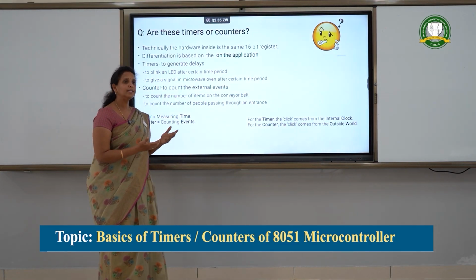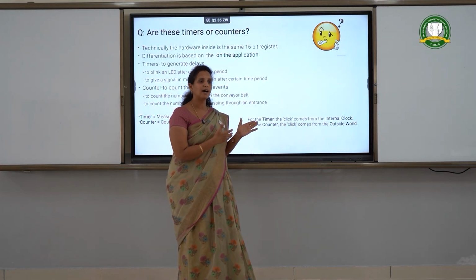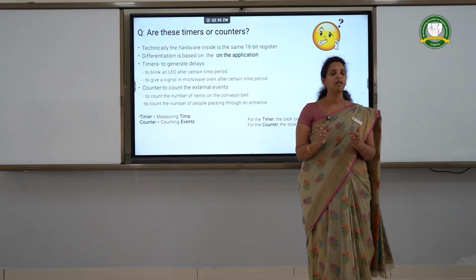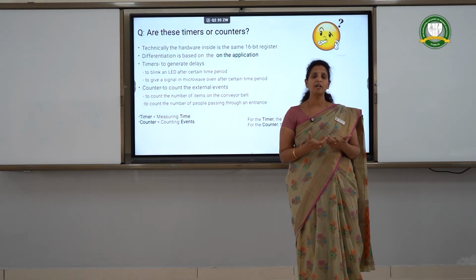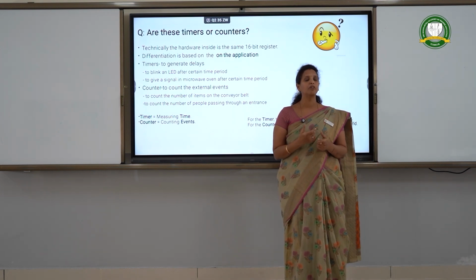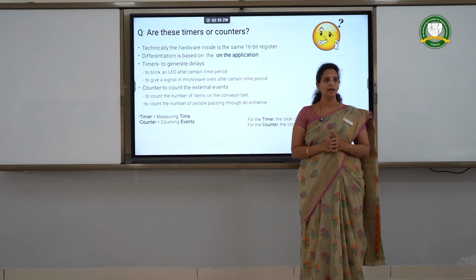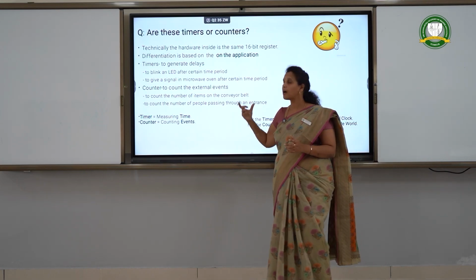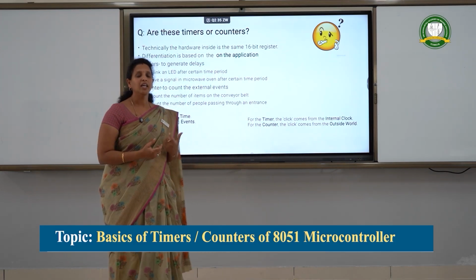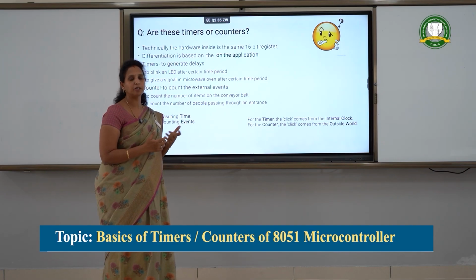We have said they are timers, and also counters. Now the confusion is, are these timers or counters? Technically speaking, the same hardware works as both timers and counters. Then how do we differentiate? We differentiate them based on the application. If these registers are used for generating a delay, we consider them a timer. If these registers are used for a counting application, they are said to be counters.